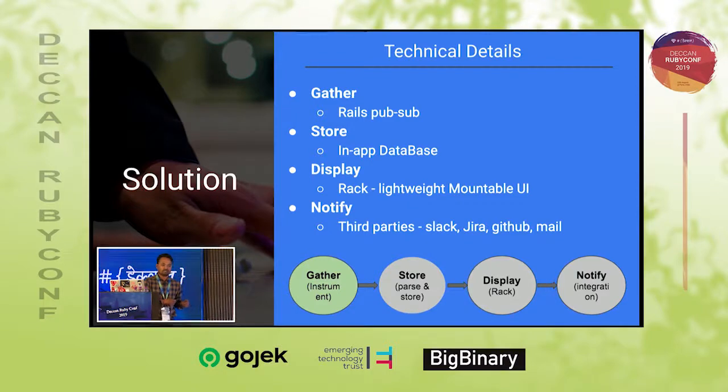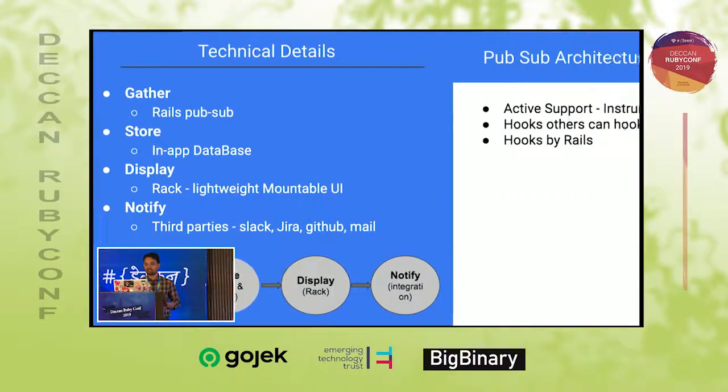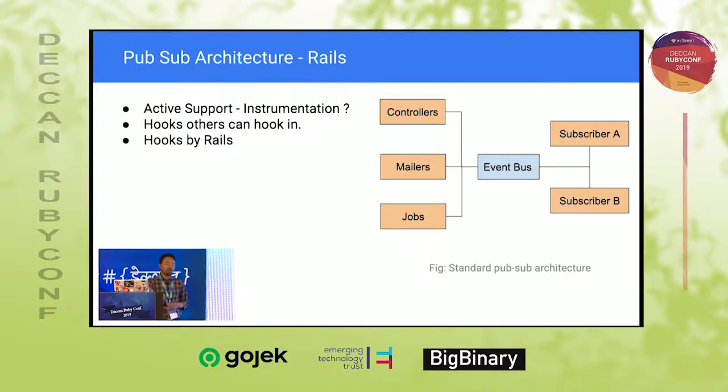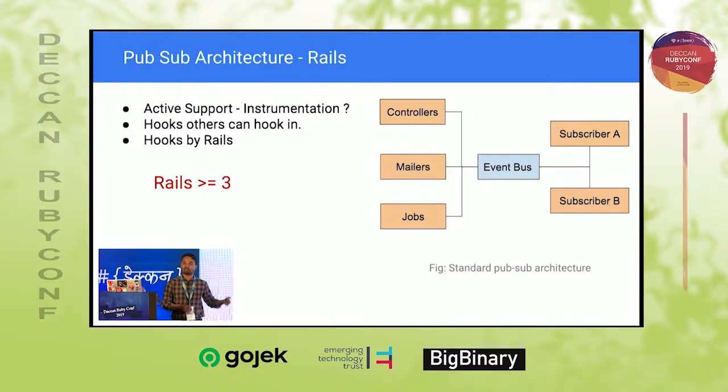Let's take a look into the Rails part, how Rails helps you gather those exceptions. How many of you are aware of the term Rails instrumentation? You might have heard the term. That is one of the good concepts introduced in Rails 3. Rails instrumentation is available since Rails version 3. So what exactly is Rails instrumentation?